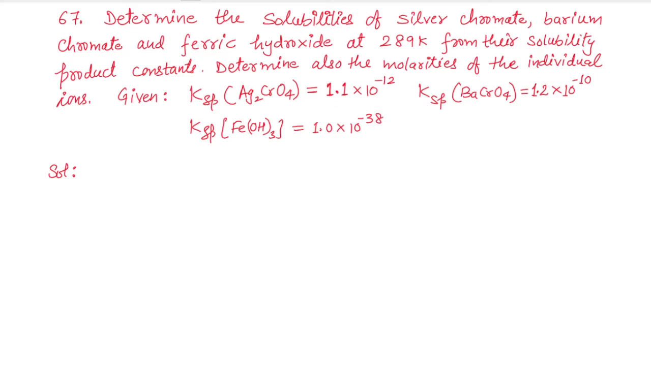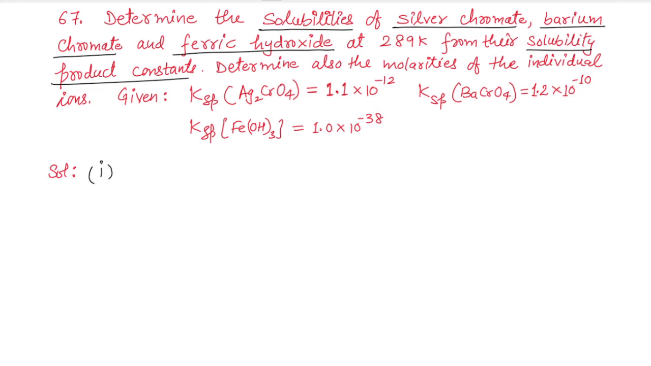That is question number 67, and the question is related to solubilities. Solubility product. We have to determine the solubilities of silver chromate, barium chromate, and ferric hydroxide. The solubility products are given to us, right? So let us do the first one. The first question is silver chromate.